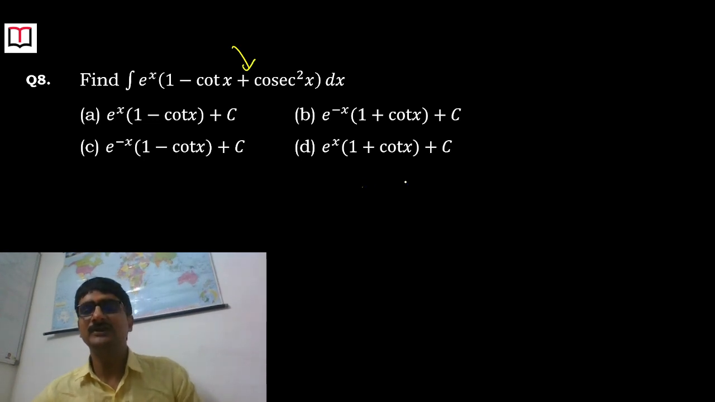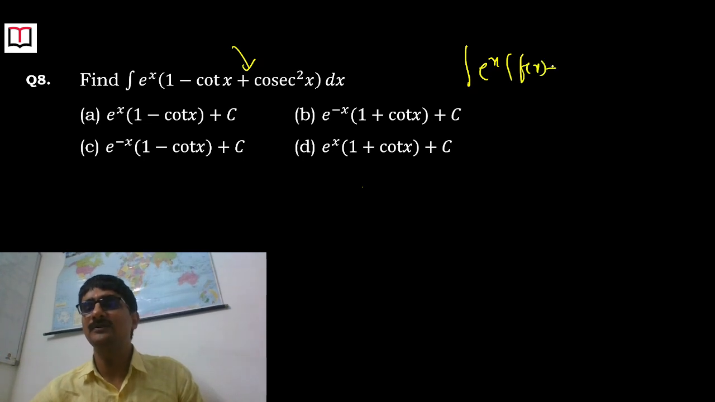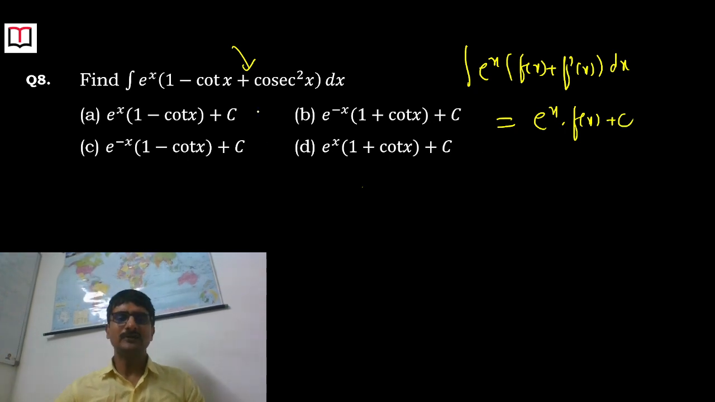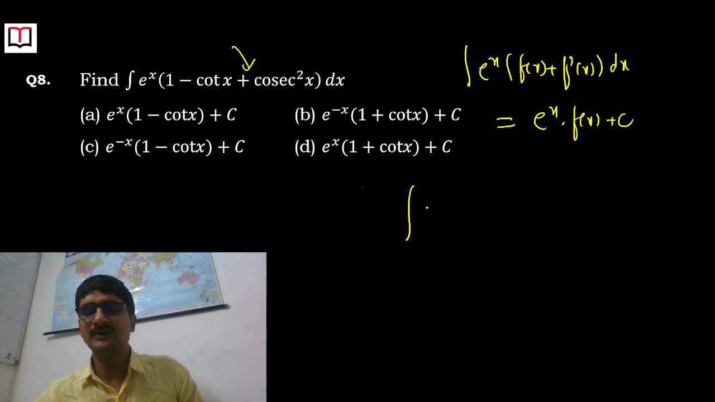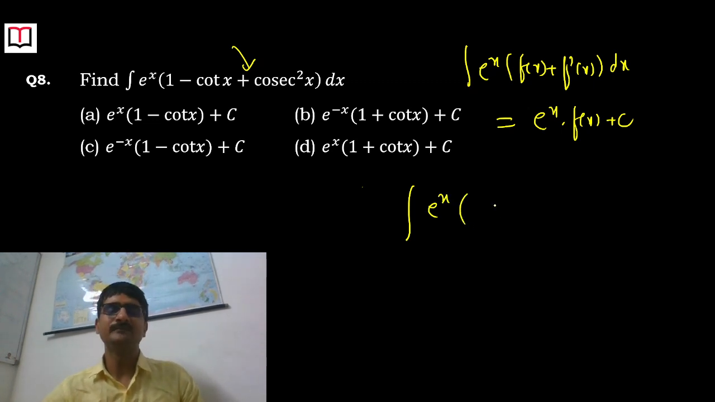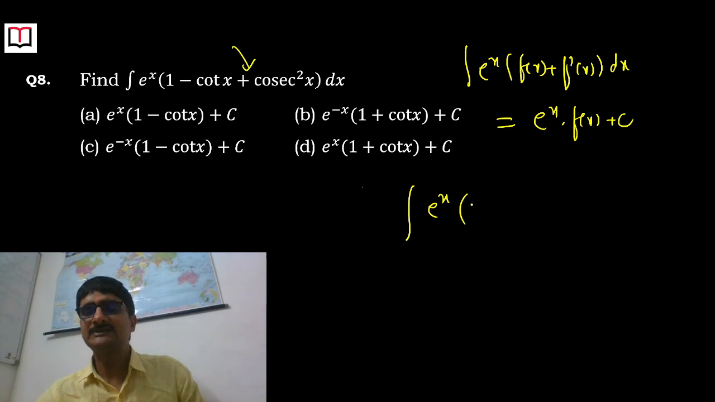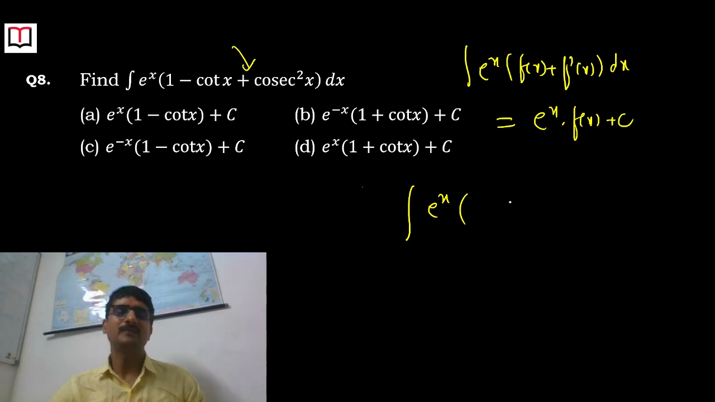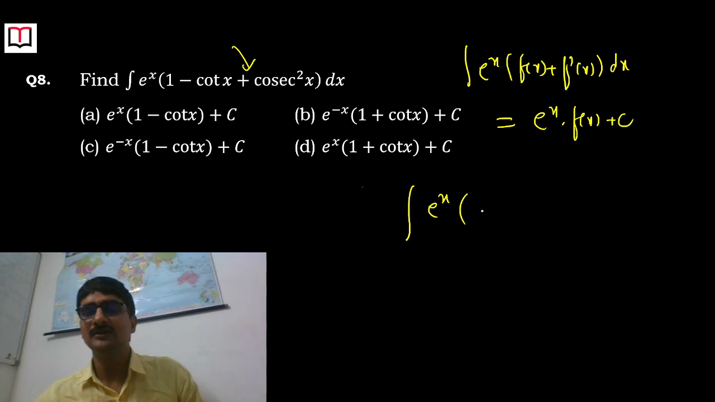So what will you do? See, there's a very important result, and I think in our previous practice papers we have already discussed it. So what's the result, bachcho? It is the integral of e raised power x into f(x). So if you see here, I can write it as e raised power x into (1 minus cot x, minus cot x plus cosec).